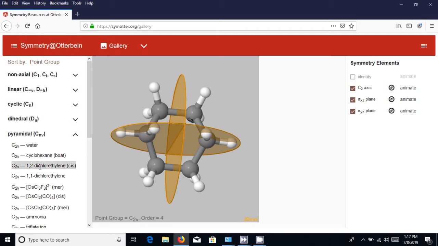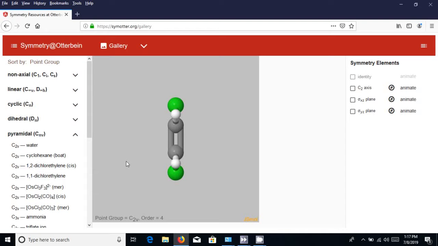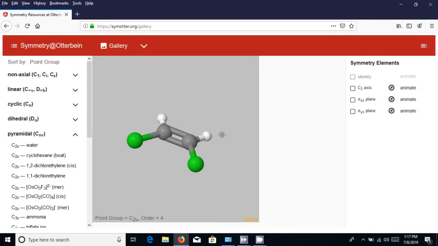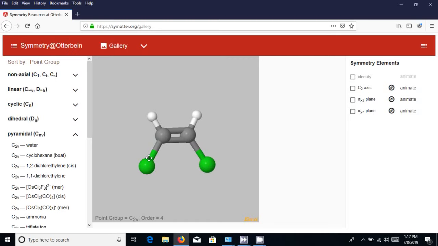Now I have selected my next molecule, which is cis-1,2-dichloroethylene. Let me put the molecule in the proper orientation. Here is cis-1,2-dichloroethylene. The green balls are chlorines, the small white ones are hydrogens, and this is carbon, carbon with a double bond. The C2 axis is there, of course, and if I do the animation, then you will find it just like that.